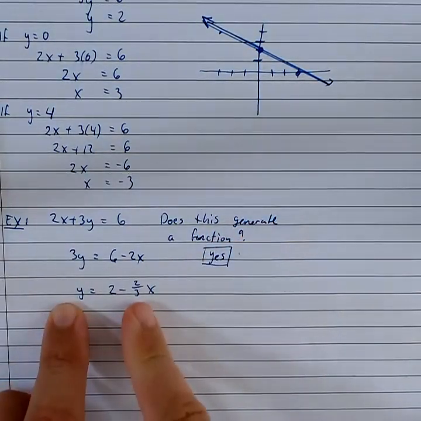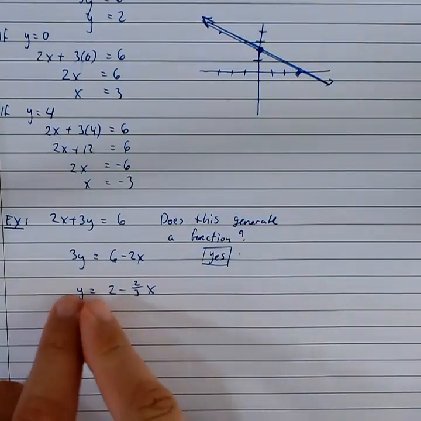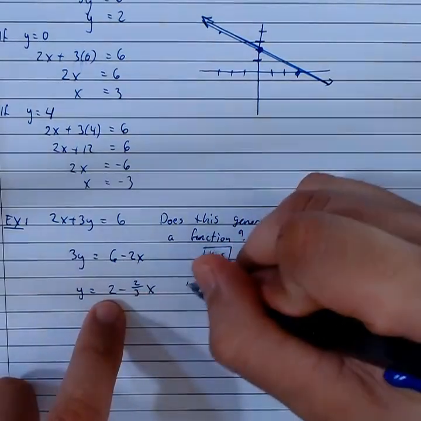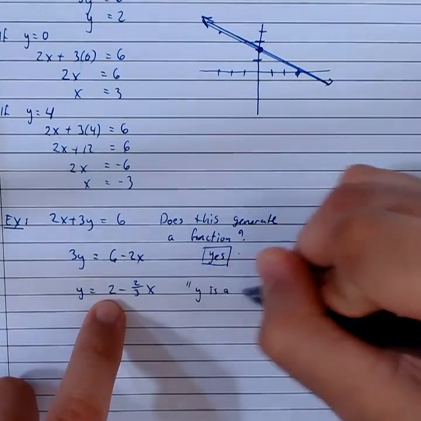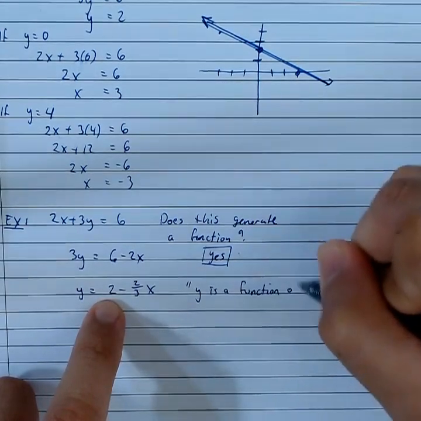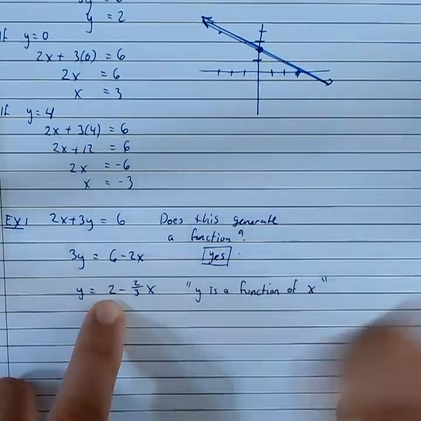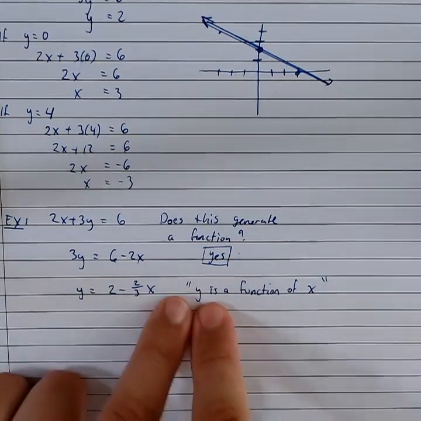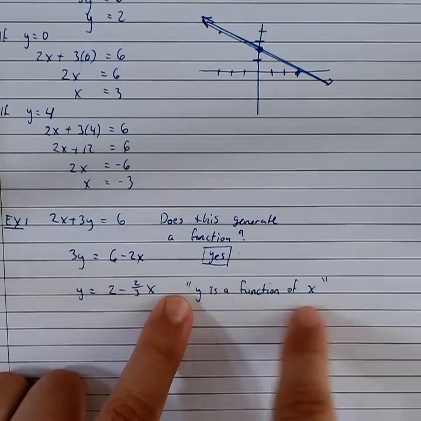The language that we use for this, whenever we have y equals some equation that involves x, the way we write this is y is a function of x. That's the language for this. If y equals something that involves x, the way you would say it is y is a function of x.